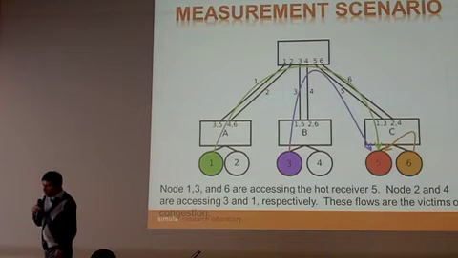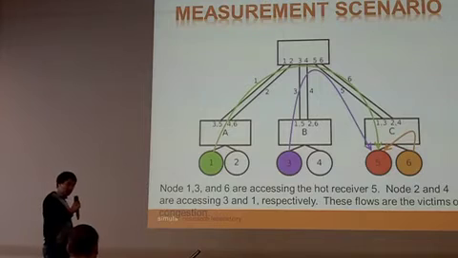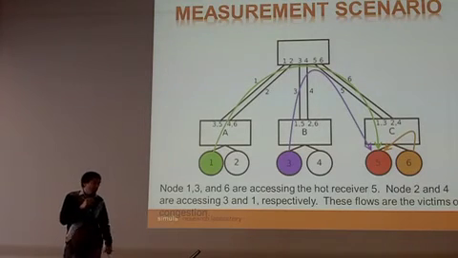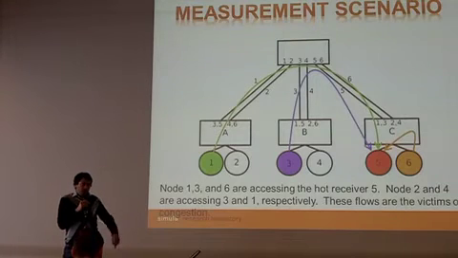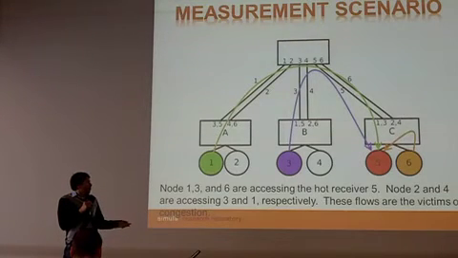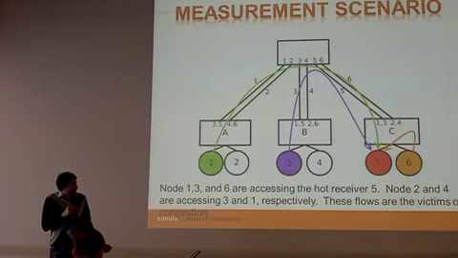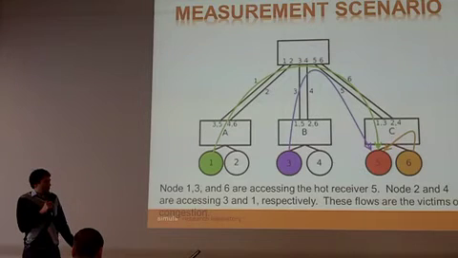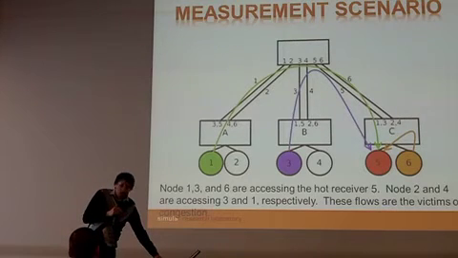Now let's look at a slightly more realistic setup. We have a small fabric consisting of 4 switches and 6 hosts. In this scenario, hosts 1, 3, and 6 are sending to host 5. So host 5 is the hot receiver. And additionally, we have 2 victim flows, from host 2 to 3 and from host 4 to 1. And in this configuration, these flows are the victims of head-of-line blocking.